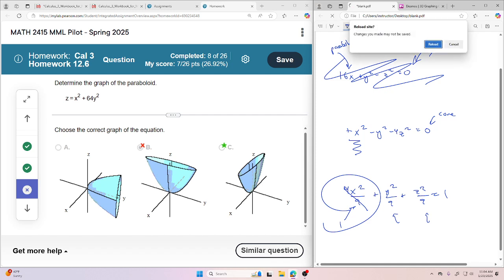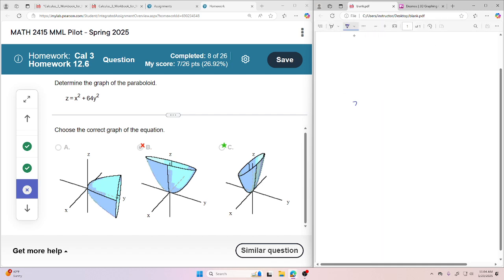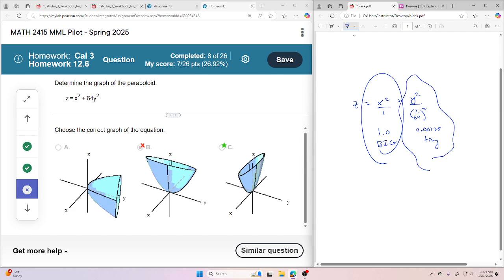Let me refresh this here. So if I wanted to get a denominator for both of these, and this is where it gets a little funky, that would be a 1, and this would be 1 over 64. And so this is 1.0, and this is like 0.00125 or something weird, you know what I mean? So this is tiny, and this is big in comparison at least. So I would have a big X and a tiny Y. Right. It's significantly different.